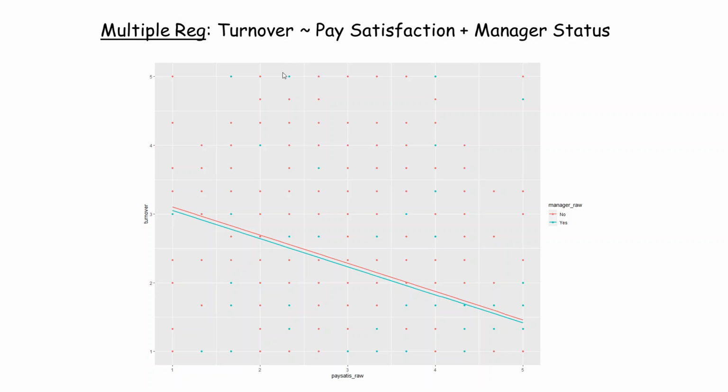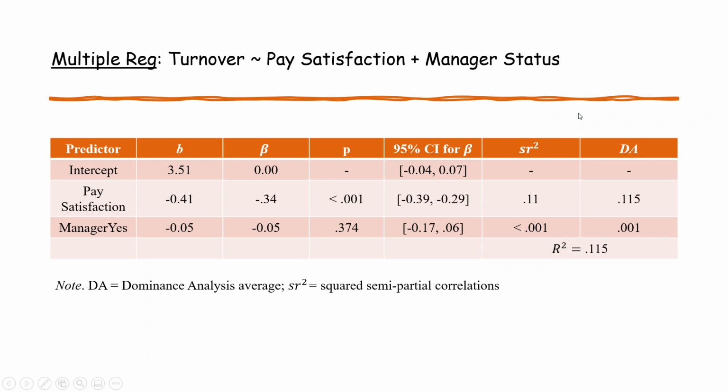Okay, so coming back to our PowerPoint, we already talked about predicting turnover from just a single categorical variable and how to interpret that. So now we'll talk about the multiple regression, where we had turnover predicted from both pay satisfaction and manager status. And so this is just that same scatter plot we saw from before. And now we'll talk about the results. And so again, I got all of this information in this chart from the model summary and the output that we looked at in R. So that's where these numbers came from.